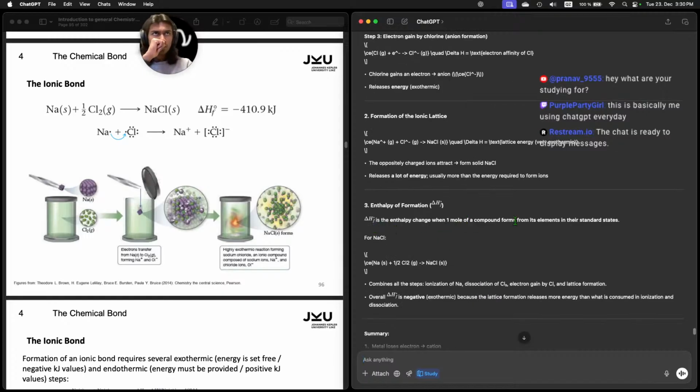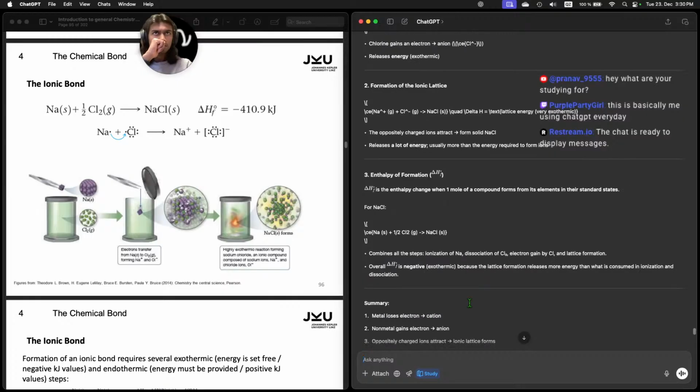Enthalpy change when 1 mole of compound forms. Okay, negative because lattice formation releases more energy than what is consumed in ionization. Okay, I need an explanation on that.